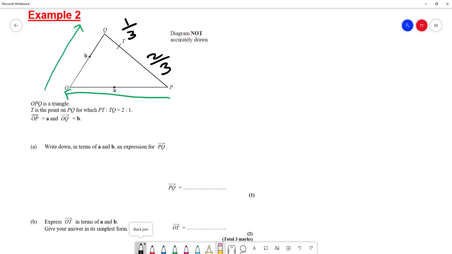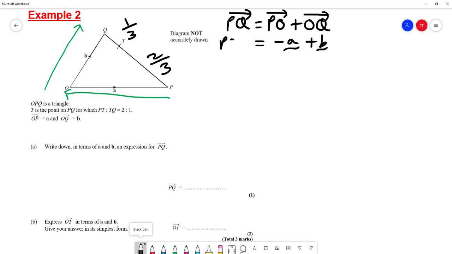So we're going to go around the triangle. So it's going to be PQ is PO plus OQ. Now, PO is the opposite of OP, so it's minus A. Now, OQ is positive B. So now we know what the vector PQ is. Now, notice we need to work out the vector OT. Now that, I'm going to use a dotted line here, is this vector here.